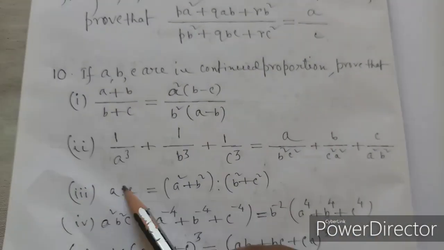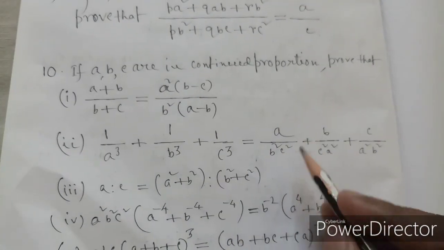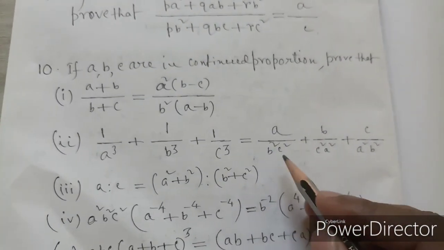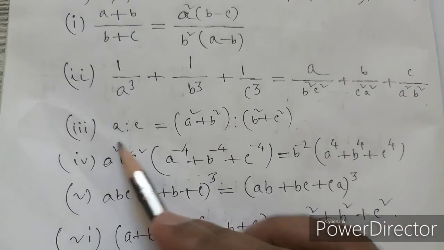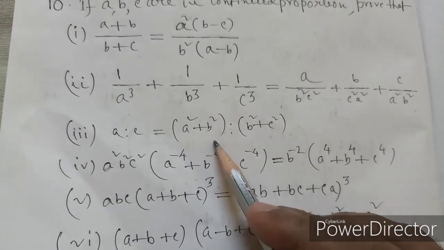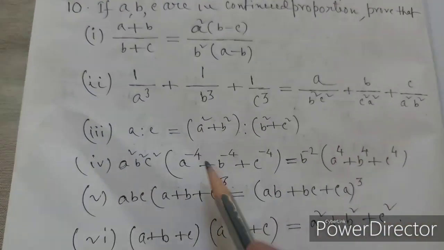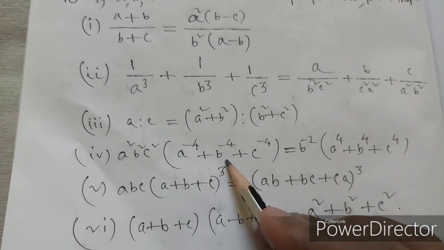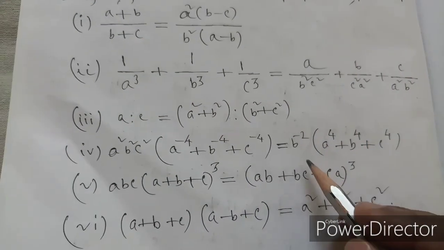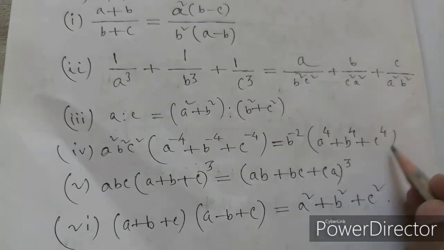Number 2: 1 by a cube plus 1 by b cube plus 1 by c cube equals a by b square c square plus b by c square a square plus c by a square b square. Number 2: a is to c equals (a square plus b square) is to (b square plus c square). Number 4: a square b square c square into (a to the power minus 4 plus b to the power minus 4 plus c to the power minus 4) is equal to b to the power minus 2 into (a to the power 4 plus b to the power 4 plus c to the power 4).